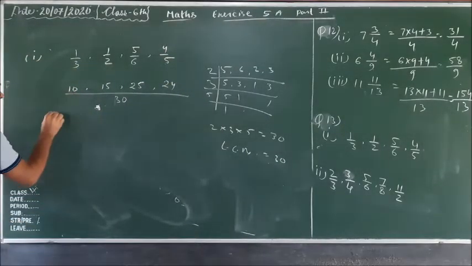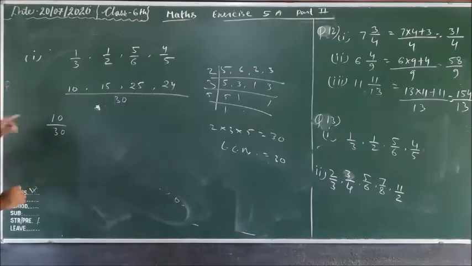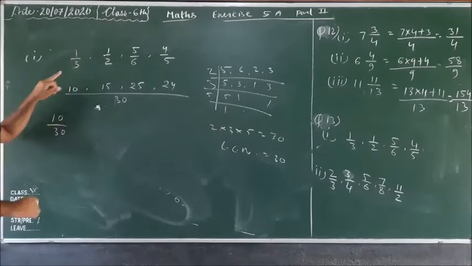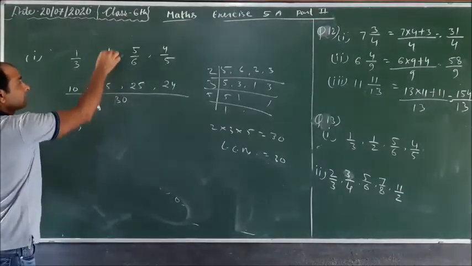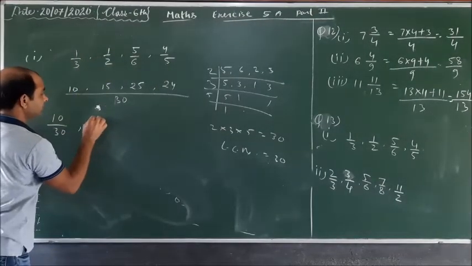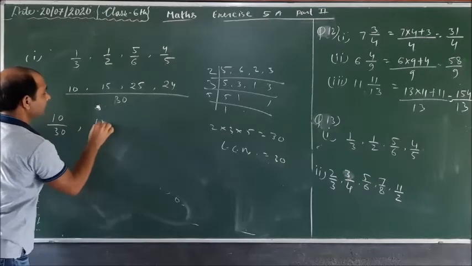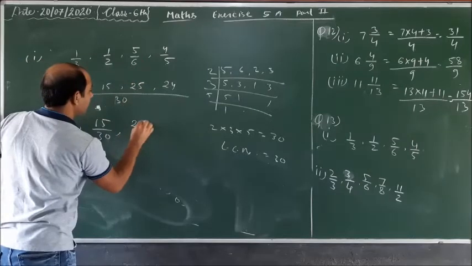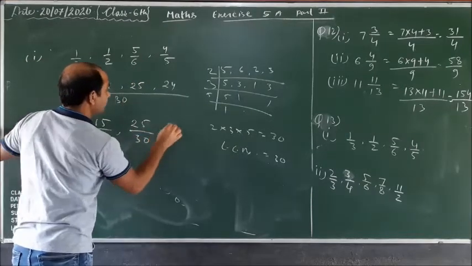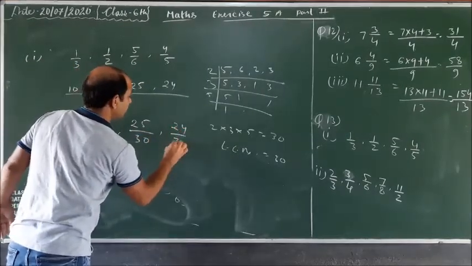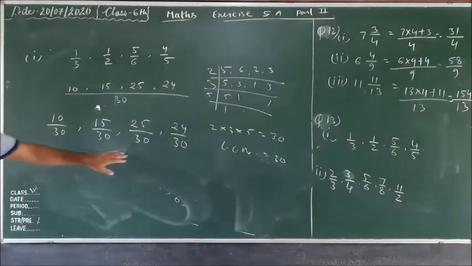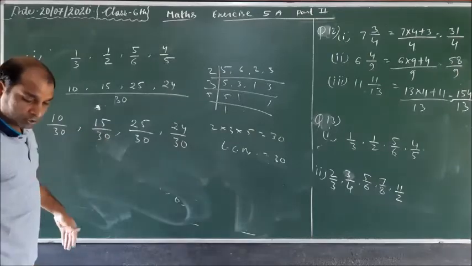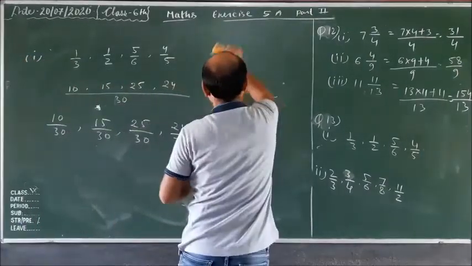Now 10 upon 30. 10 is coming from 1 upon 3. Now 15 is coming from 1 upon 2, so we write here 15 upon 30. And the third, 25 upon 30 and 24 upon 30. Look at here, all these denominators are equal. Now you can do it this way also, dear children.